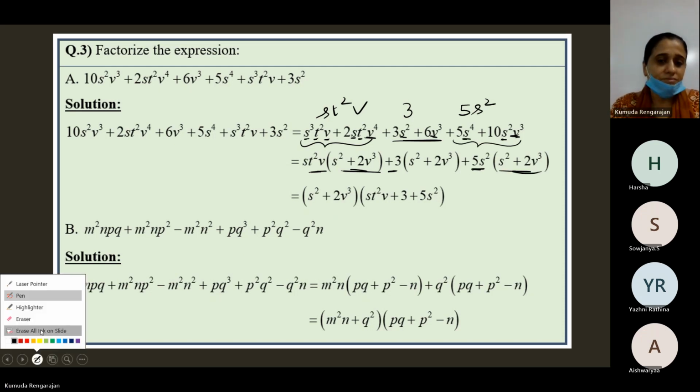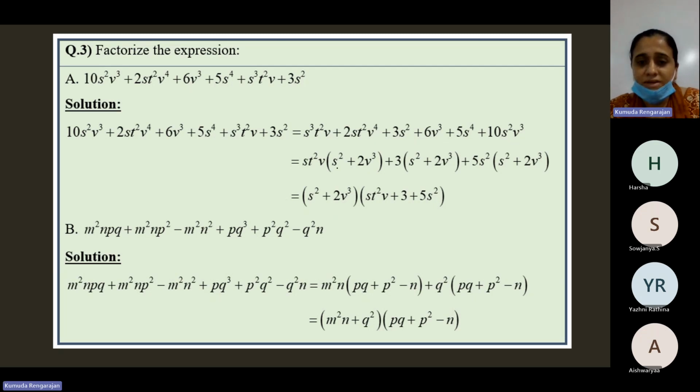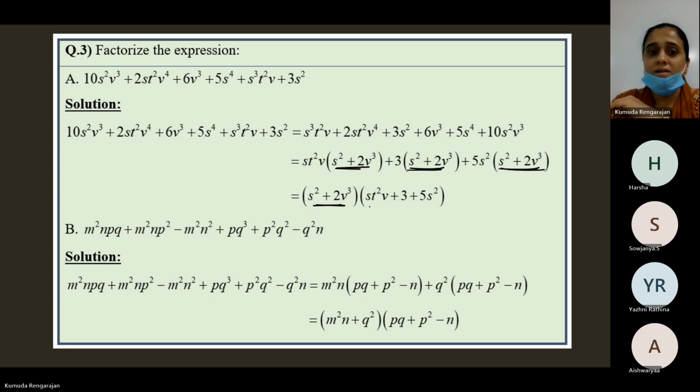Right? And then you see the expression in all the brackets is the same. S square plus 2V cube. Same thing here, same thing here. So that means we have grouped it correctly. We have the same expression in all the three brackets. So write that once. This one, which is the same in all the three brackets, write it out once. And then gather these terms and put them in another bracket.